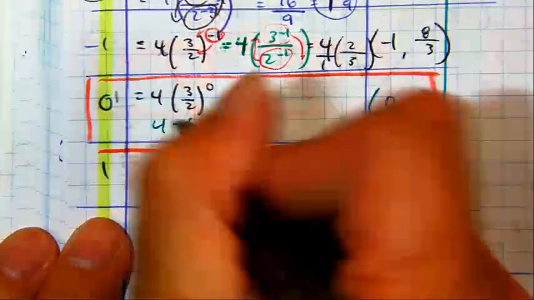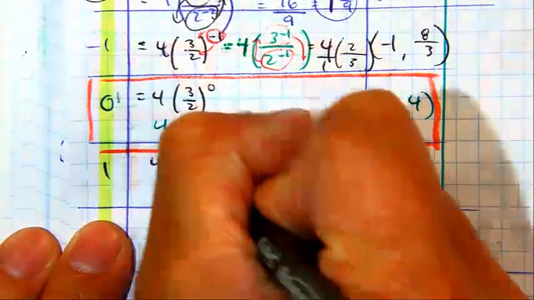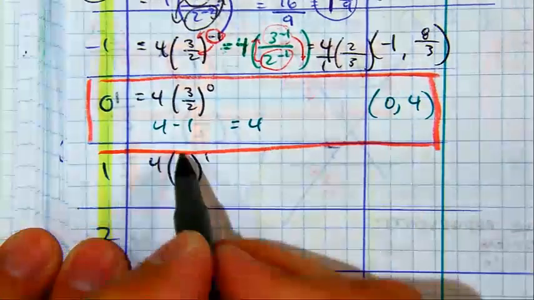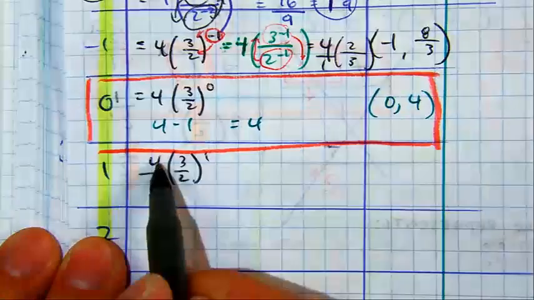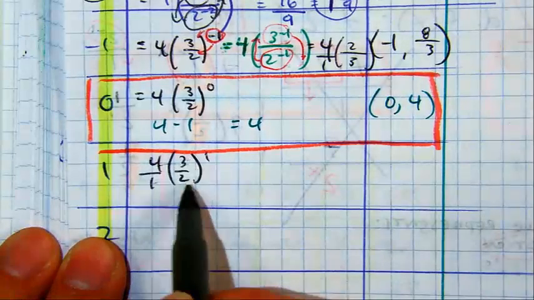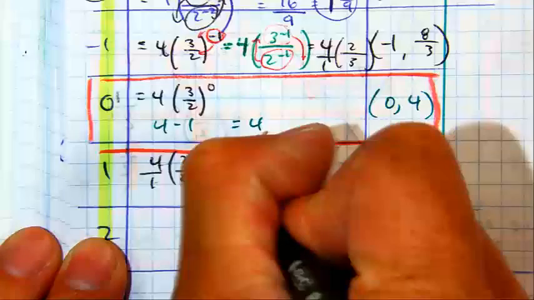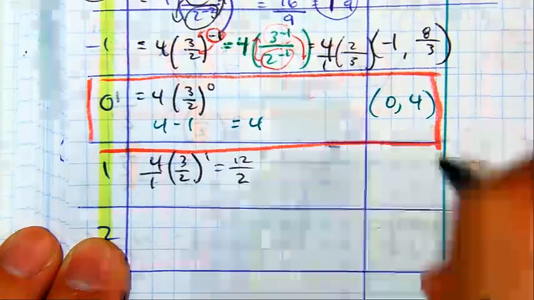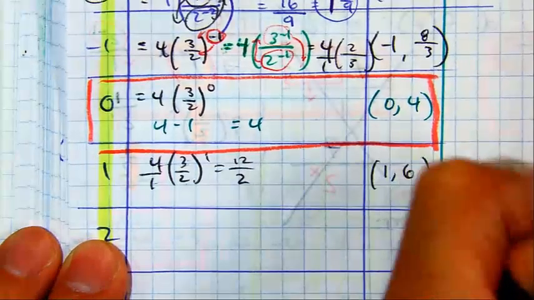Put in 1. Well, that just means there's 3/2. 3/2 times 4. Multiply across. You get 12 over 2, and 12 over 2 is? 6. 1, comma, 6.